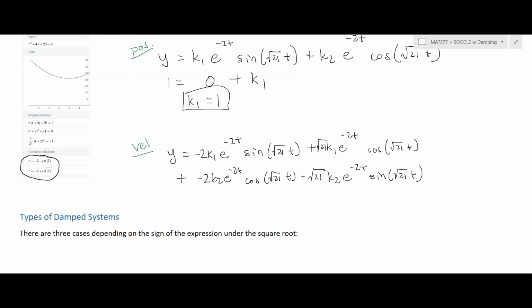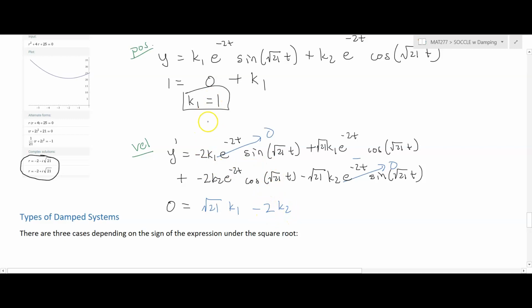But now we can substitute in our initial velocity, which is 0. Well, this should be y prime. So 0 equals, and if we look at these terms term by term, the sines are going to be 0 because you plug in 0, sine of 0 is 0. So this will be 0, this will be 0. This will give us e to the 0 times cosine of 0, that's 1. So that will leave us with square root of 21 k1. And this term here, e to the 0 is 1, cosine of 0 is 1, minus 2 k2.